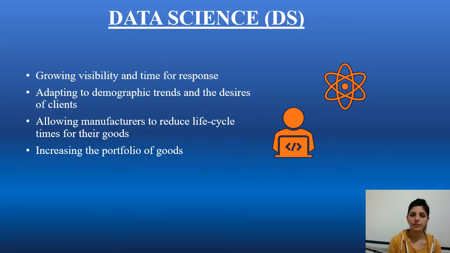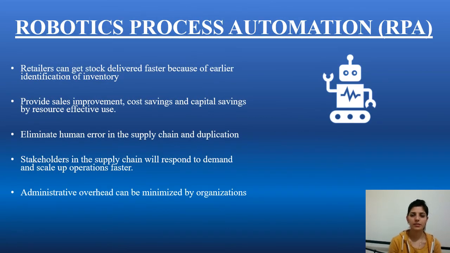In this slide, I will discuss some advantages of data science. Firstly, increasing visibility into supply chain and response time through blockchain. Secondly, adapting to demographic changes and customer expectation by freezing delivery. It also helps manufacturers to decrease their product life cycle, for example, through better market insights and smart sourcing to react to trends and demands more quickly. Lastly, increasing the product portfolio to serve not only the mass market but the entire demand curve through mass customization.